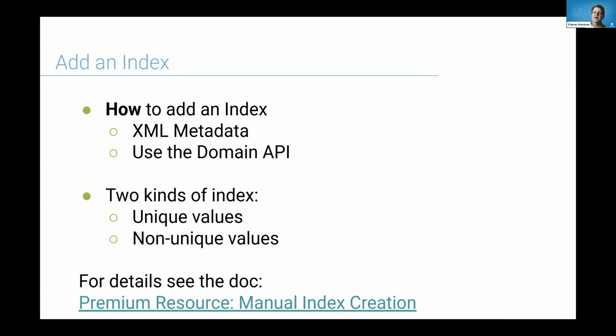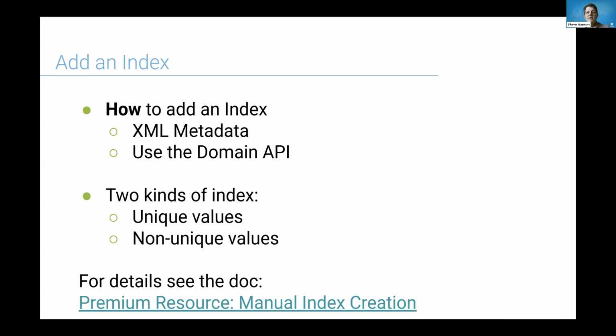I'll spare you the code, but it's not complicated, and we actually provide the code snippets in this doc here to get you going. I'm no great developer, and I was able to do this without any big problem. By the way, there are two kinds of indices that you can add. One is for a column with unique values, and one is for a column of non-unique values.